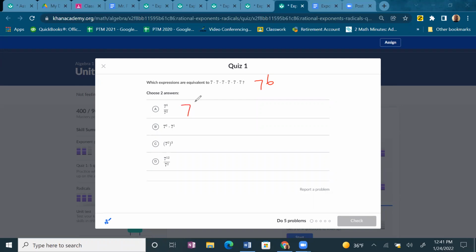So here, when we have a fraction, we subtract the exponents. So that one works. And when we have multiplication, we add the exponents. And when we have parentheses like this, we multiply the exponents. 2 times 3. And here again, we have a fraction, so we're going to do subtraction. Tricky, it makes your brain want to divide, but don't divide. All right, so it's A and C.